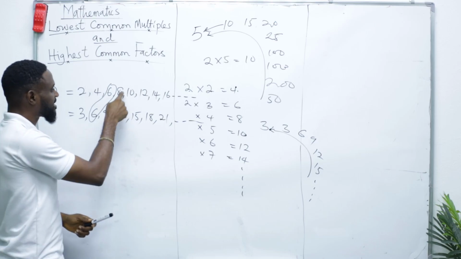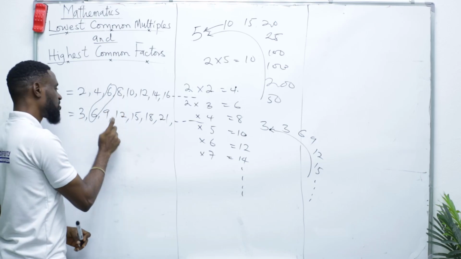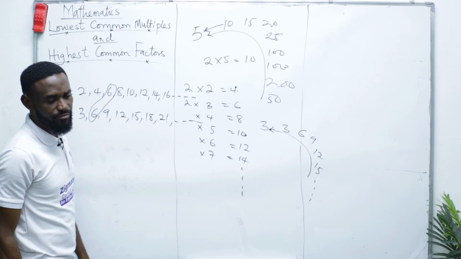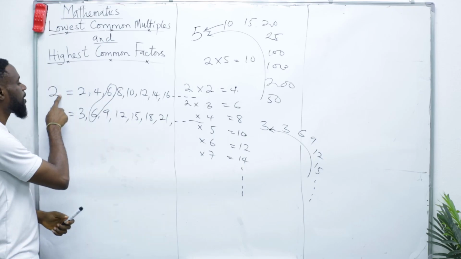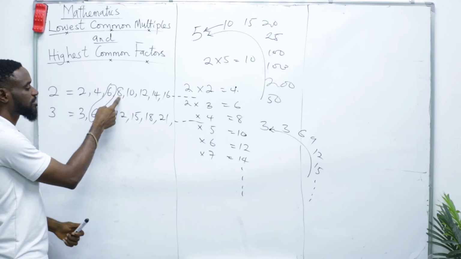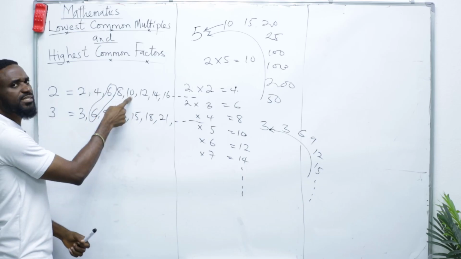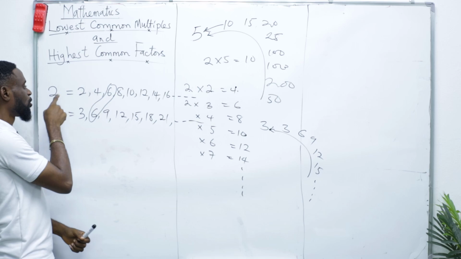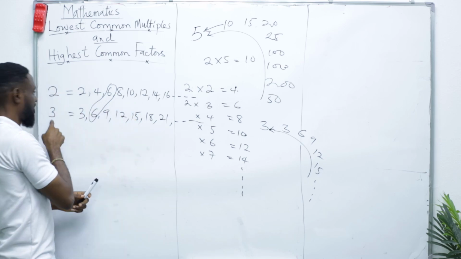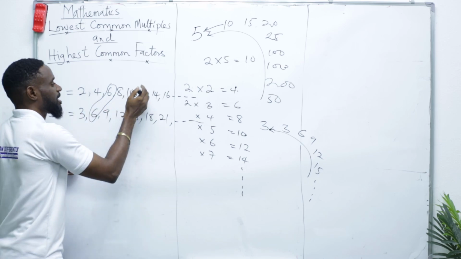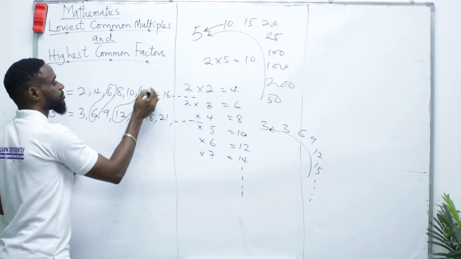Look at this one. 8. 2 possesses 8, but 3 does not have any business with 8. 2 possesses 10, but here it does not. 2 possesses 12, 3 also possesses 12. So they are also common here. There is something common with them.